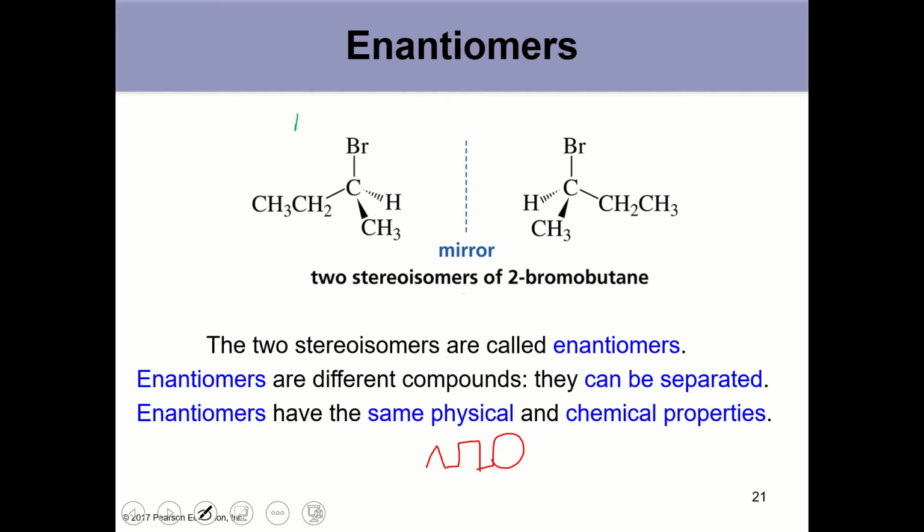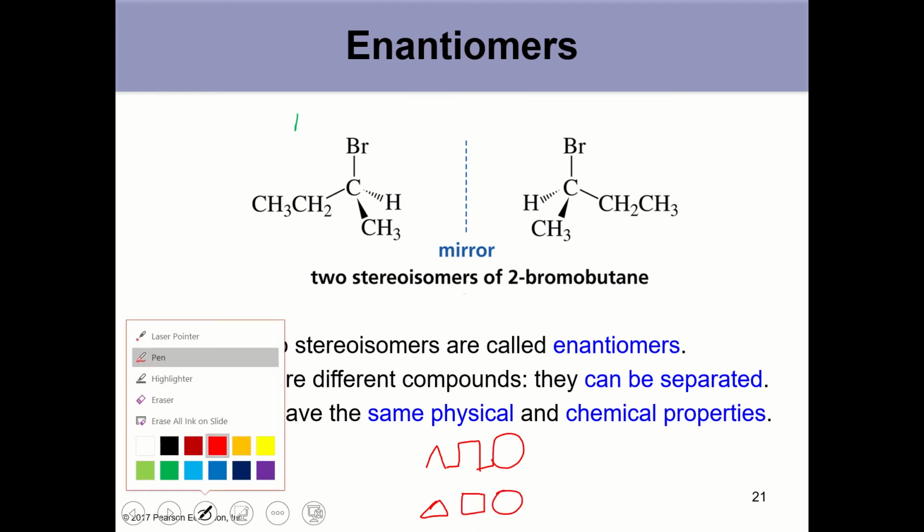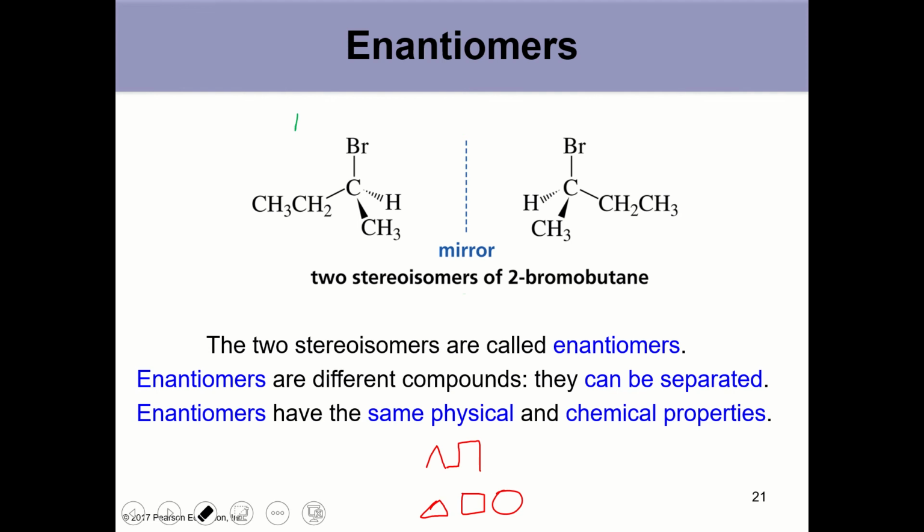So this molecule has a mirror image. So let's draw our molecule. We have triangle, square, and circle. And this is going to fit into my enzyme. Okay? If I draw the mirror image of this molecule, then what I have is a circle followed by a square followed by a triangle.